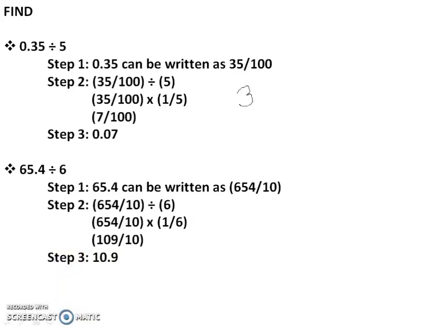That is 35 by 100 into 1 by 5. Now you can see I can cancel 35 and 5. How can I cancel? 5 sevens are 35. So what is remaining? 7 by 100 is remaining. 7 by 100, 7 divided by 100.